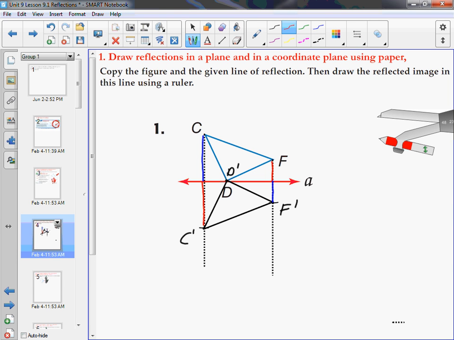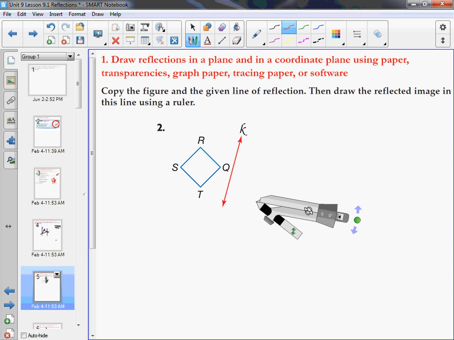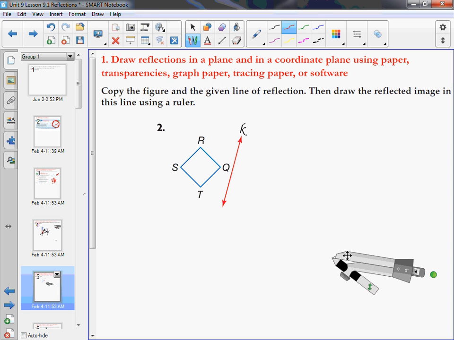All right, you guys with me? You see how with a little practice you can get really good at these? All right, let's do another. Number 2. So on your paper, go ahead and make a quadrilateral that looks more or less like QRST. And this time, make your line of reflection slanted a little bit like this one is. That's not quite vertical.